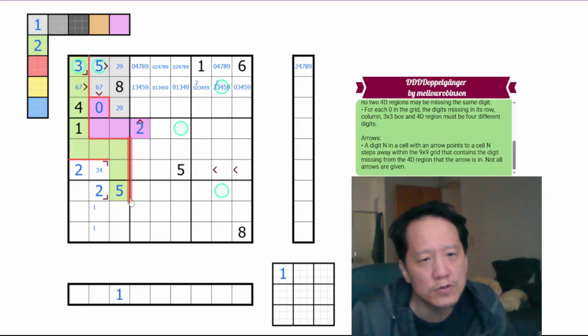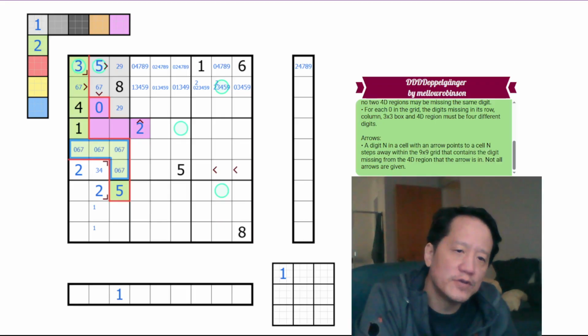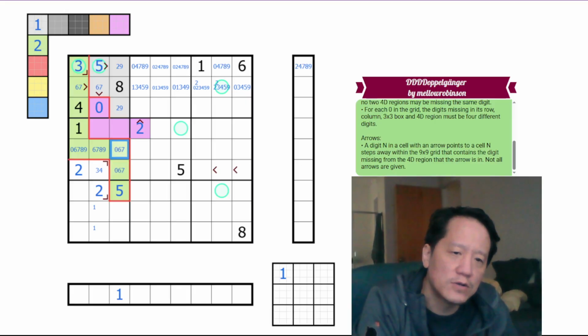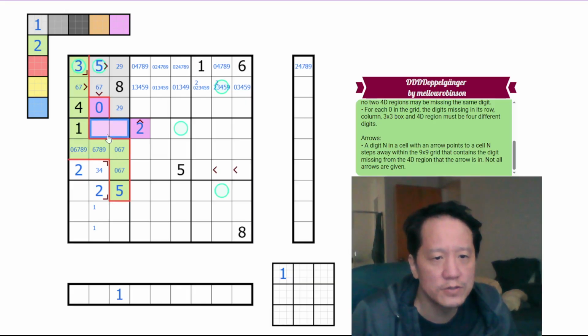Why didn't this work? This would have to be 0, 6, 7, 8, 9. No 0 here, no 8 and 9 here. This couldn't be 2. This would have to be a different cell than this. This would have to go out. This couldn't be 2 digits here because that would match the number of cells in the 4D region and the box. So it has to be just 1.